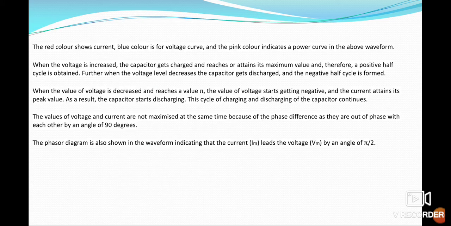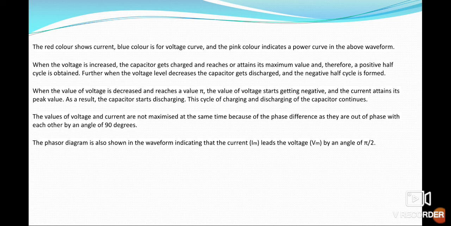So the red color shows the current, blue color is for the voltage curve and pink color indicates the power curve in the above waveform. So when the voltage is increased, the capacitor gets charged and attains its maximum value, and therefore a positive half cycle is obtained. Further, when the voltage level decreases, the capacitor gets discharged and the negative half cycle is formed.